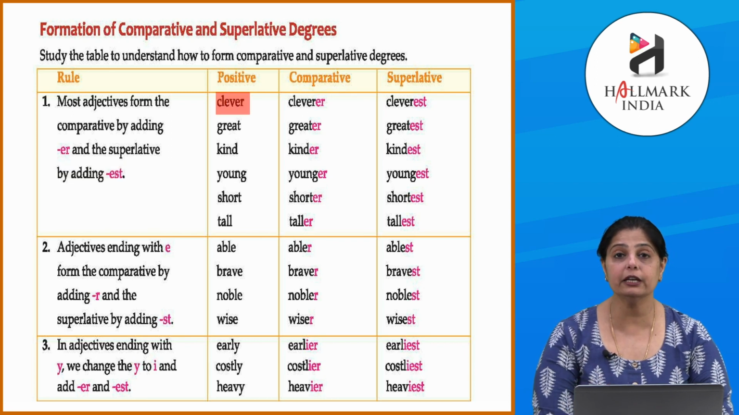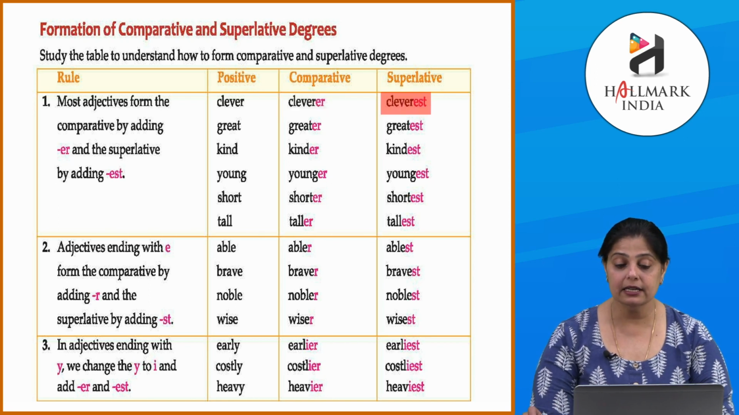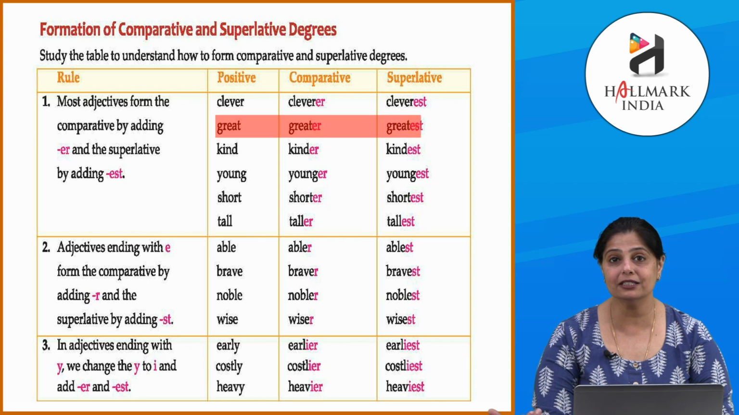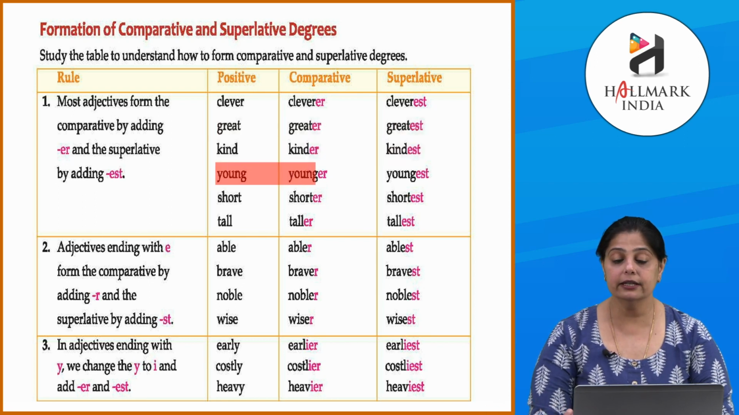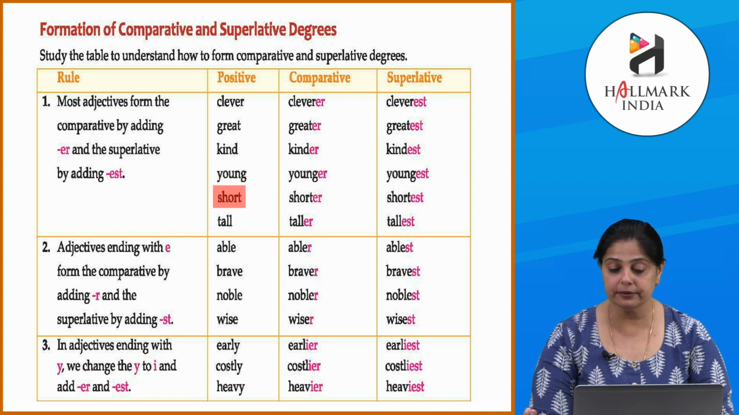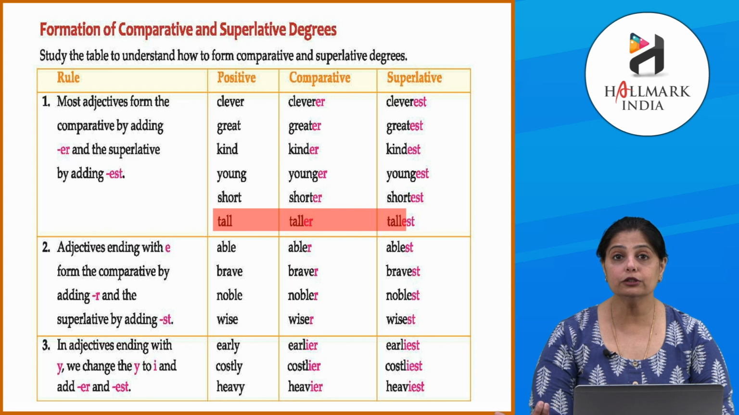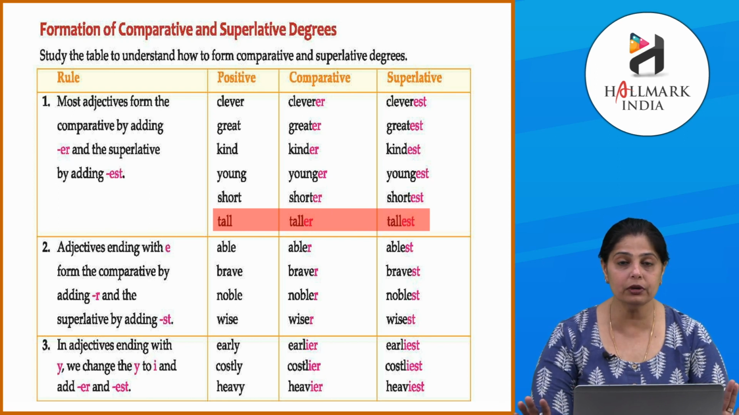So अगर positive degree में clever है, so comparative is cleverer and superlative is cleverest. Similarly, great, greater, greatest, kind, kinder, kindest, young, younger, youngest, short, shorter, shortest, tall, taller, tallest. Okay, so this is a very simple rule. er और est add हो गया.